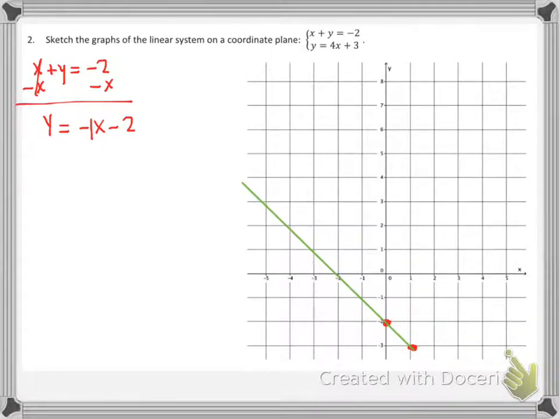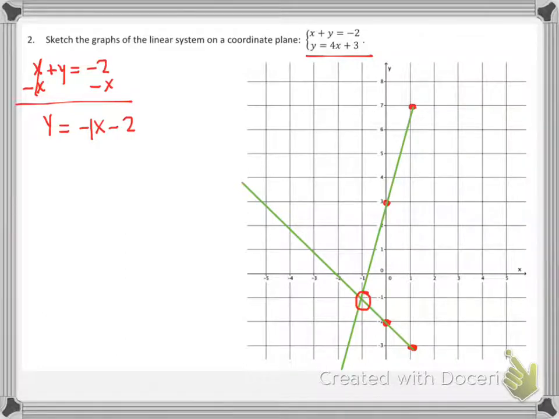And then for my second line, I see y equals 4x plus 3. Well, that means that I crossed the y-axis at 3, and the slope is up 4, right 1. Up 4, right 1, and I get a point there. Okay, and then I can draw that line, and let's see where they cross. Okay, it looks like that, and then it looks like they cross right there.